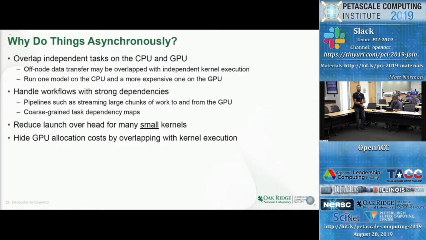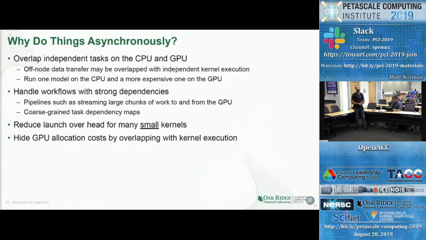Another reason you might want to use asynchronicity is to have these streams handle complex workflows that have dependencies. Maybe you have one pipeline of workflow that has a set of dependencies, and you have other parallel pipelines with other dependencies, and you want to just make sure that those dependencies are met and just launch it all. Asynchronous streams in OpenACC is one way that you could do that.